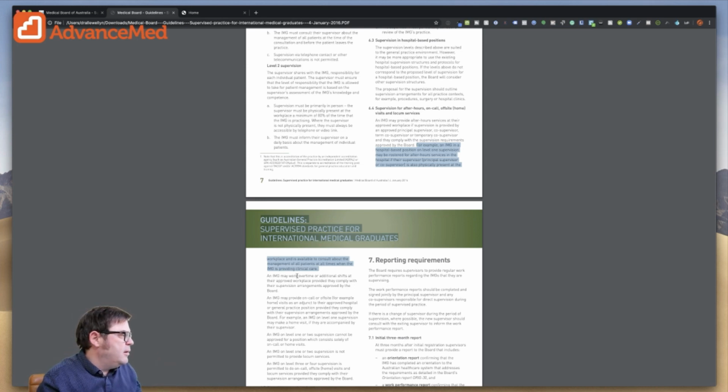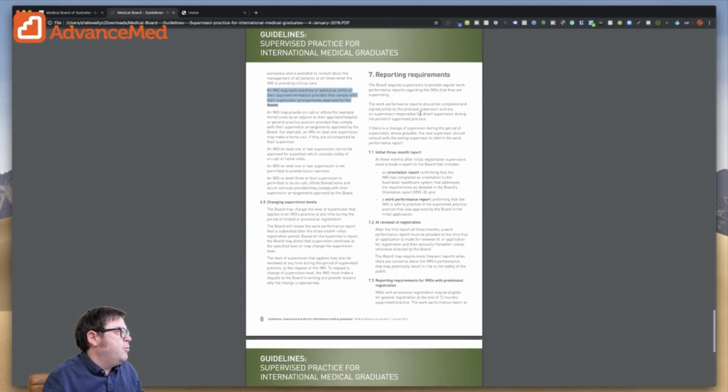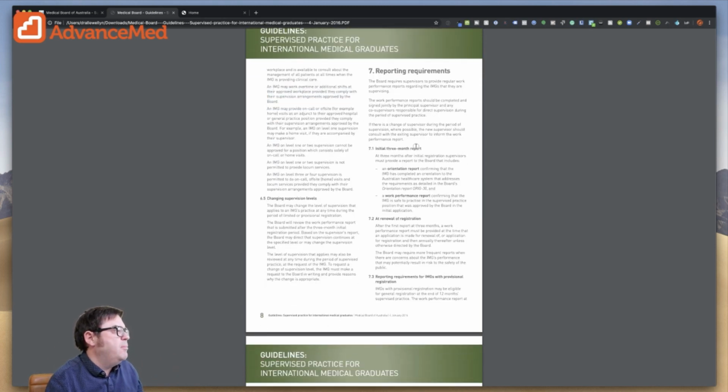So sometimes that creates headaches for hospitals when they've got an IMG under level 1, and often what they'll be trying to do is move them to level 2 so that they can do a bit more after hours within the normal roster pattern. You can see here about the reporting requirements. There's an initial 3-month report.